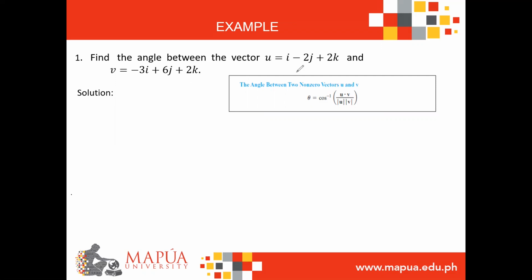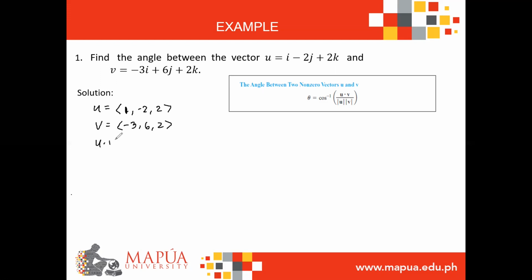So let's start by rewriting your two vectors in component form or bracket angle notation. So we have here your vector u equals, you have your i, which is now 1, negative 2j, you have negative 2 and 2k, so that's 2. So we have 1, negative 2, 2. Then your vector v can now be written in component form as negative 3, 6, and 2.